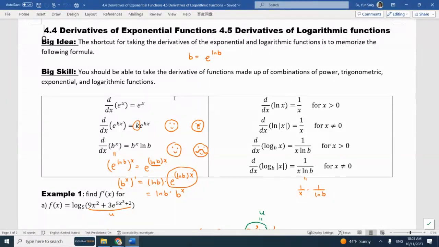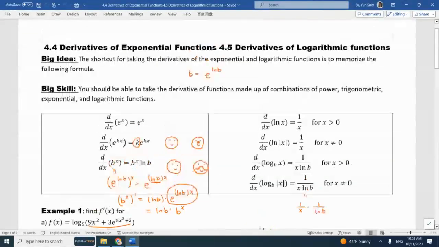That's the exponential function. For the logarithmic function, the natural log, the derivative is 1 over x. The reciprocal, 1 over x. And the derivative of the absolute value of x is also 1 over x. If you have another base, like log base b of x, why do we get this? Because of the log properties. Do you remember the log properties?